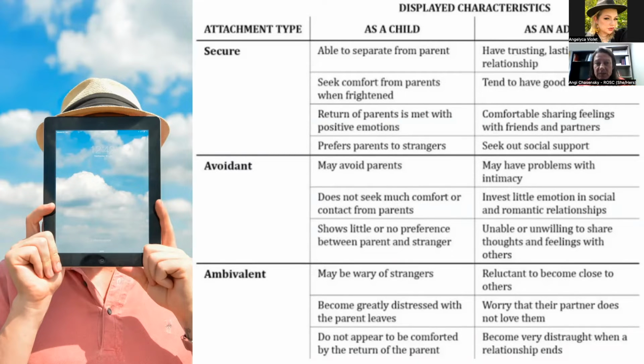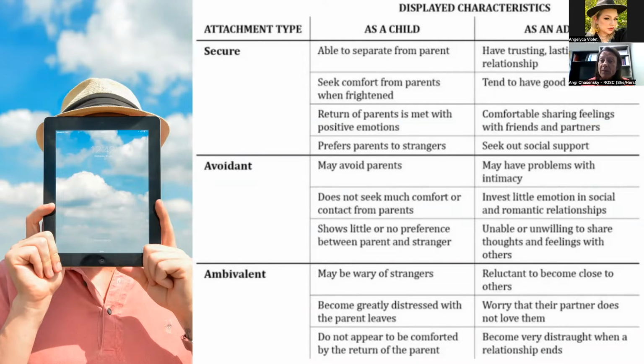Now, the next attachment style is avoidant. So as a child, if you grew and developed in an avoidant attachment style with your caregivers or parents, you may avoid your parents. You may not seek much comfort or contact from parents, and you show little or no preference between parent and stranger.